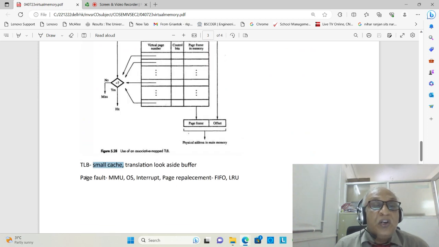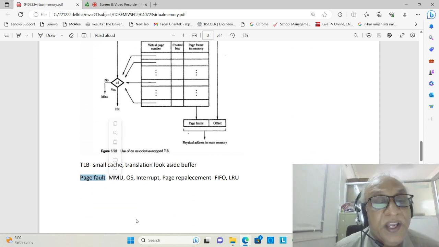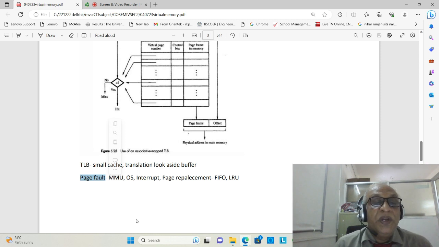Now coming to page fault. What is the meaning of a page fault? For that, we need to remember what a page is. You have your logical memory divided into pages. Pages are analogous to this: let us say you write a program of 100 lines and divide it into 10 pages. So you can say there are 10 pages of this program.